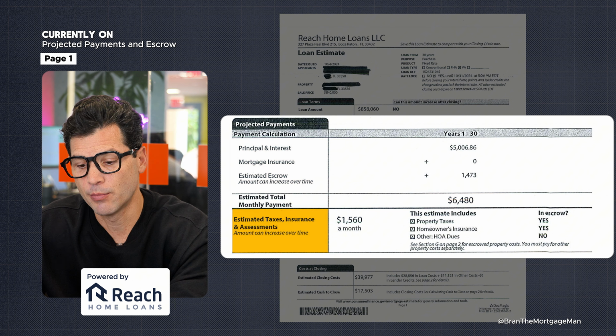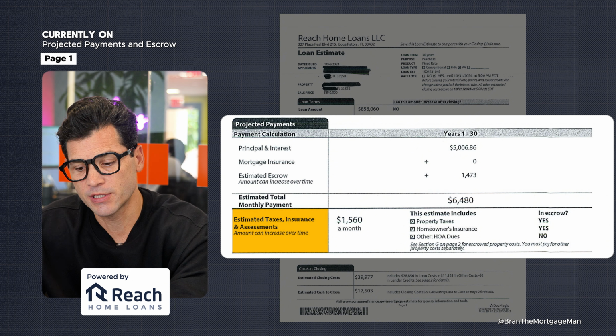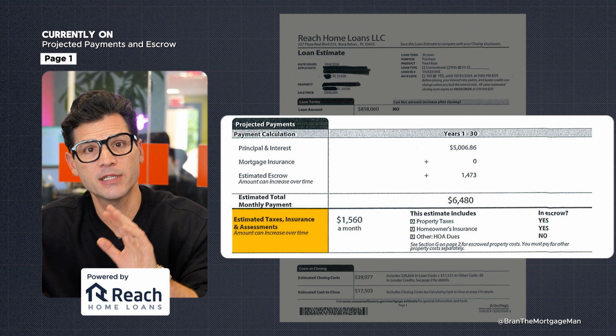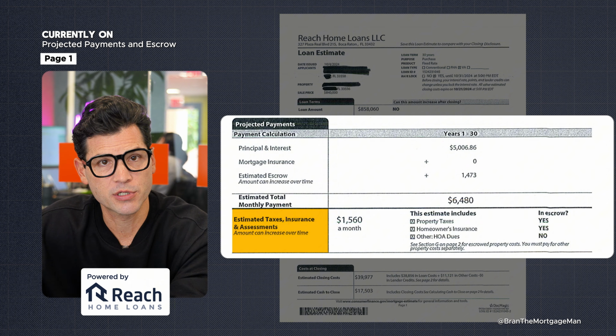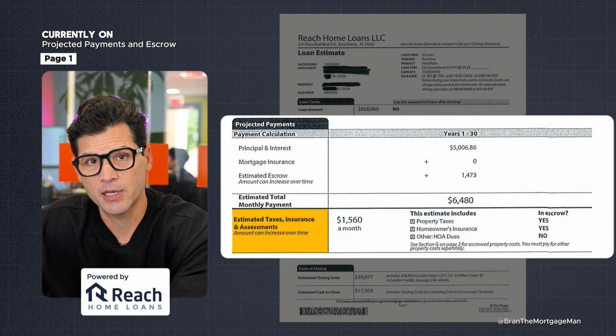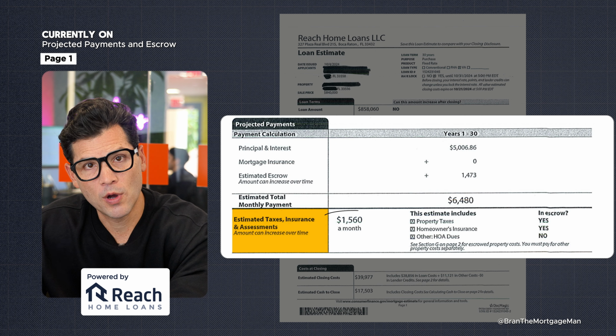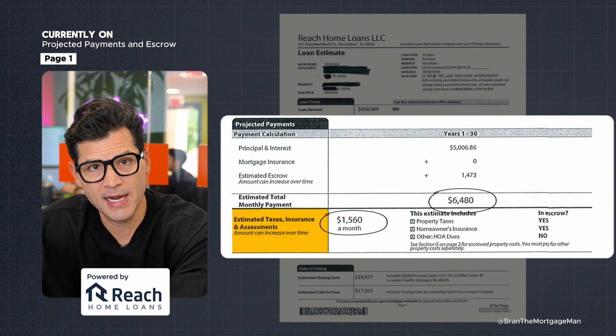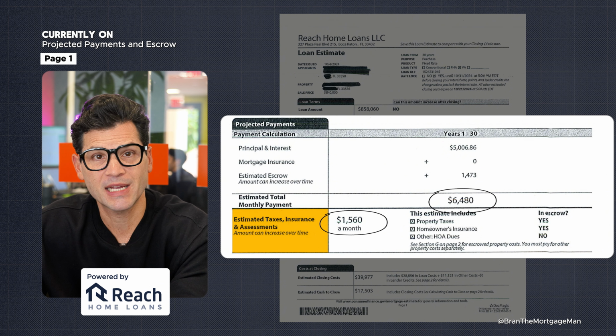Now, the next section below that, estimated taxes, insurance, and assessments, $1,560. This section of the loan estimate tends to be the most confusing for a home buyer. Most home buyers, when they're reviewing this document, think that they need to add the $1,560 to the $6,480 in this particular example, but that's not the case.